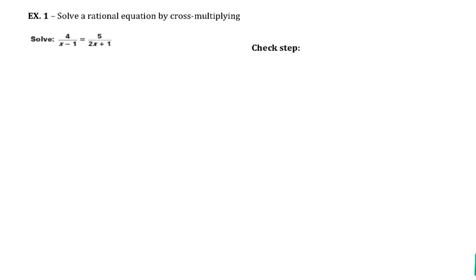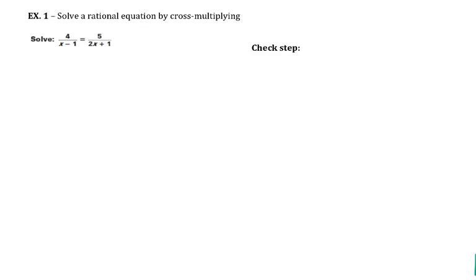Example 1 says solve this equation. It's a rational equation because we have fractions on each side and they're set equal to each other. So that makes it an equation. Up until now, we've been working with expressions, so there was no equal sign. We were just simplifying. Now we're going to actually be solving for x.